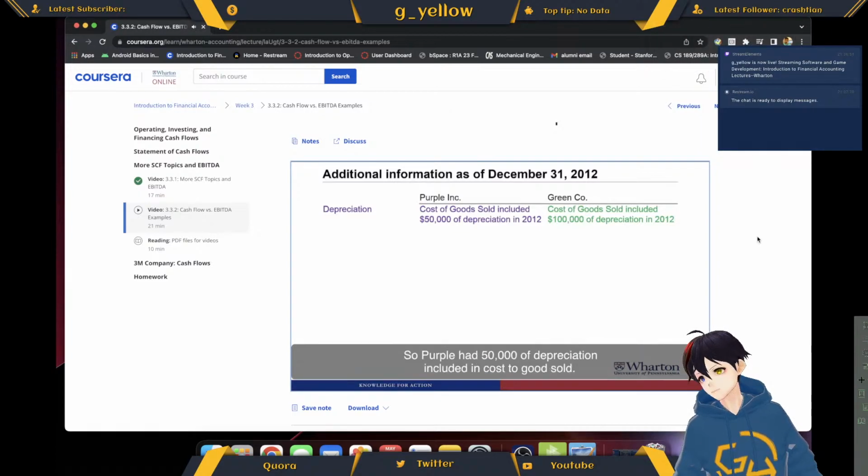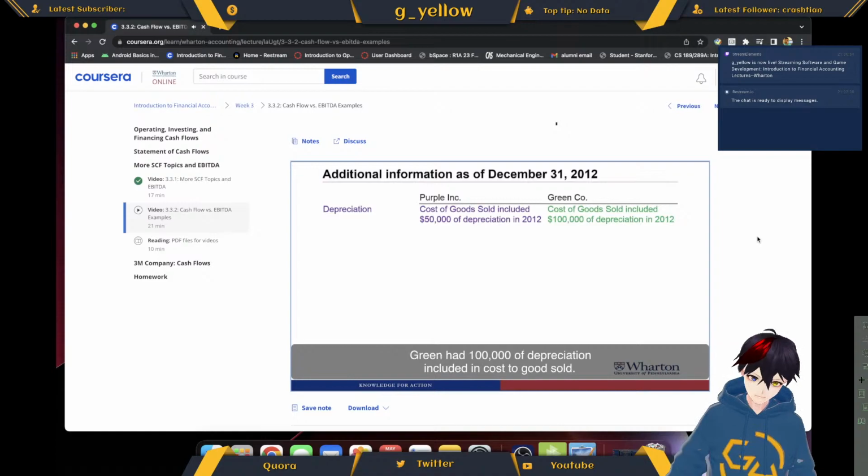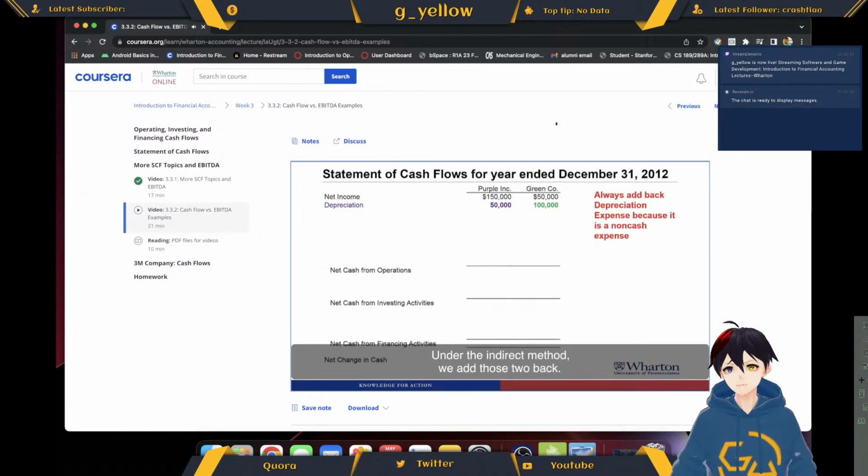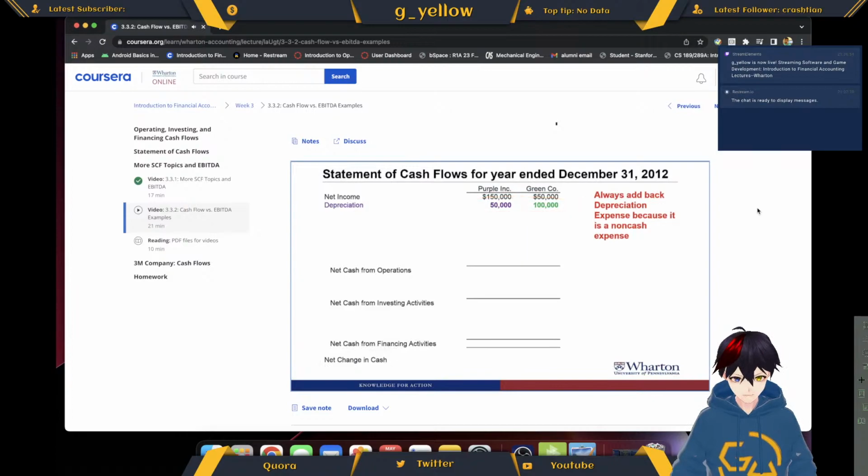Purple had $50,000 of depreciation included in cost of goods sold. Green had $100,000 of depreciation included in cost of goods sold. Under the indirect method, we add those two back. They're non-cash expenses, so to remove them, we have to add them back.